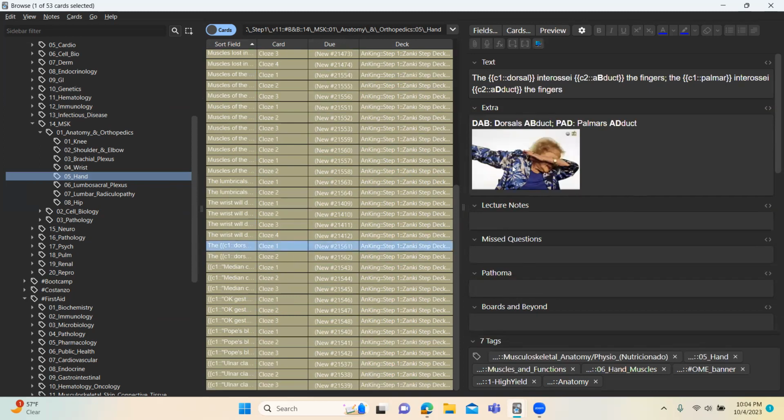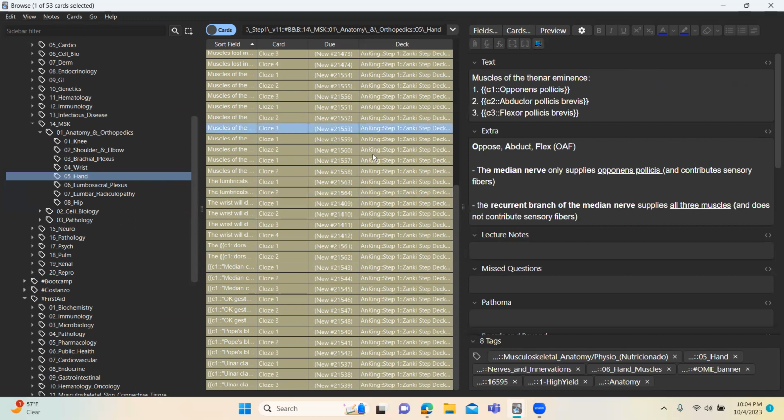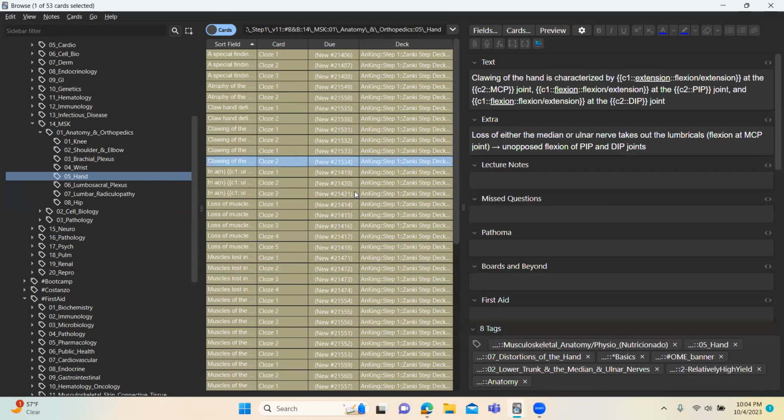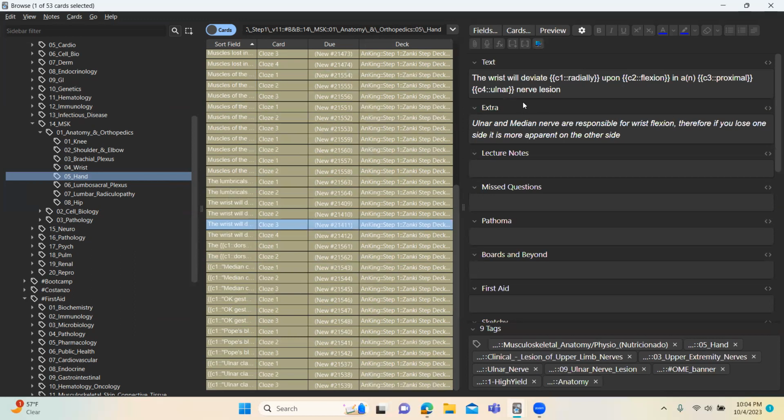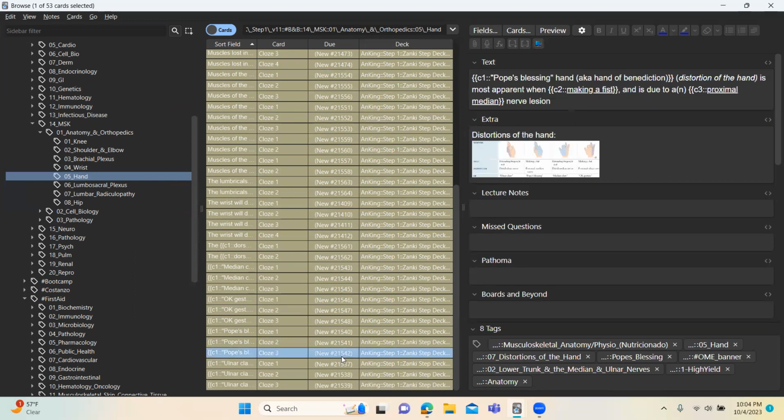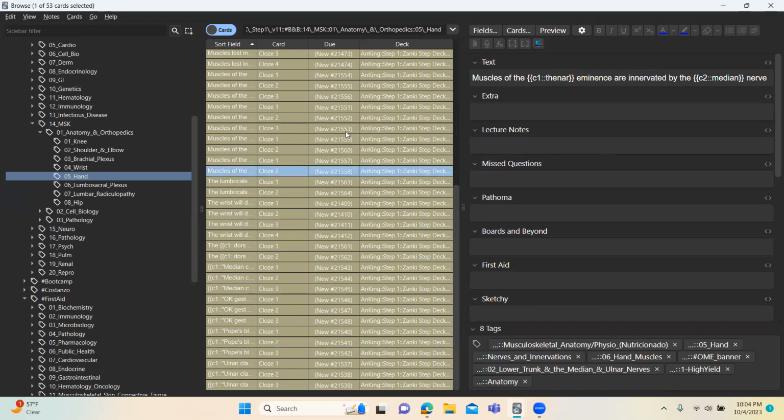So I thought it was pretty funny. I have DAB and PAD here, the dorsal abductors and the palmar adductors. But if you look through here, all of these cards are referring to the dorsal interosseous abductor of fingers and the palmar interosseous adductor of fingers. And like, oh my gosh, what is that? If you just click through here, let me find a better one. Yeah, so muscles of the thenar eminence are innervated by the median nerve.